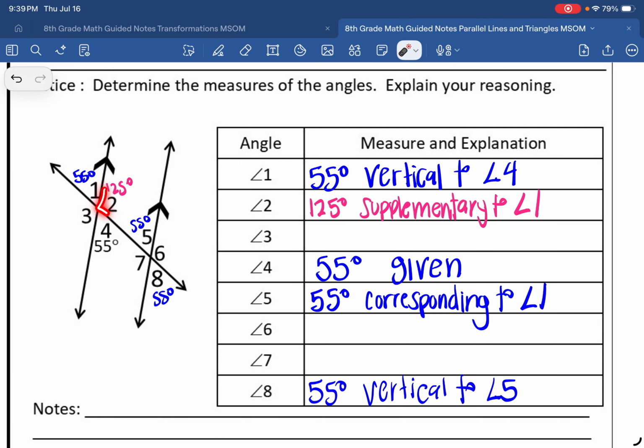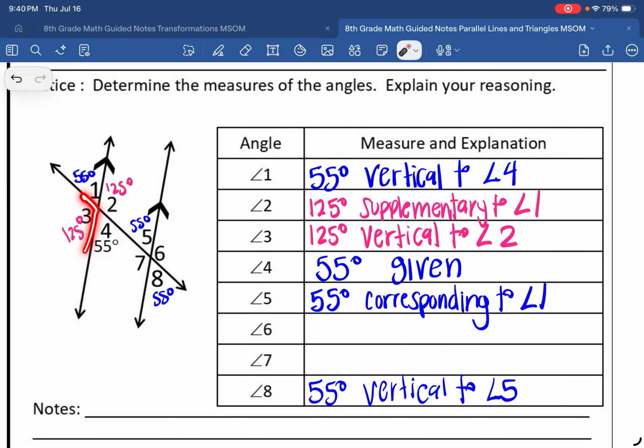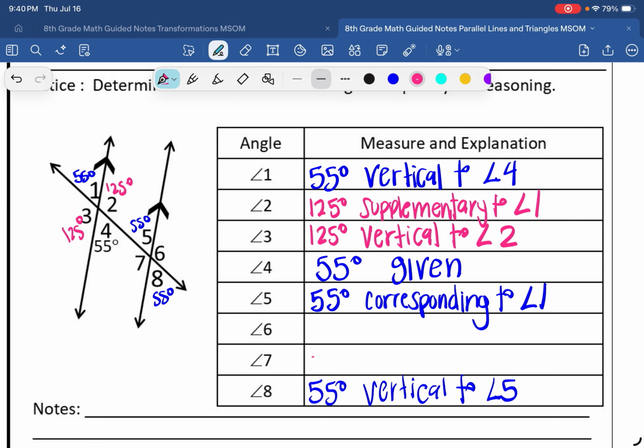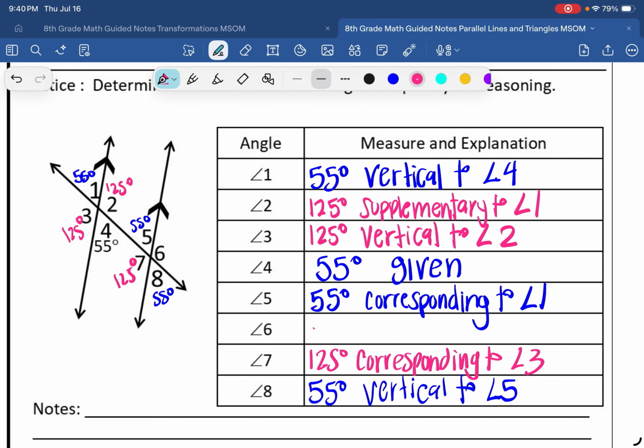If angle 2 is 125, angle 3 has to also be 125 because they are vertical angles and they have the same measure if they are vertical angles. If angle 3 is 125, angle 7 has to be 125 because they are corresponding angles. And if angle 7 is 125, angle 6 has to be 125 because those are vertical angles.